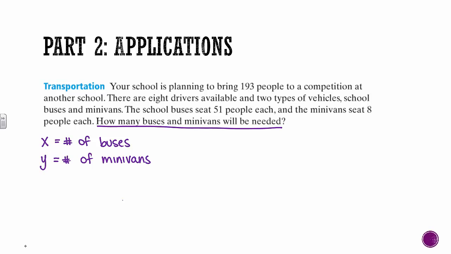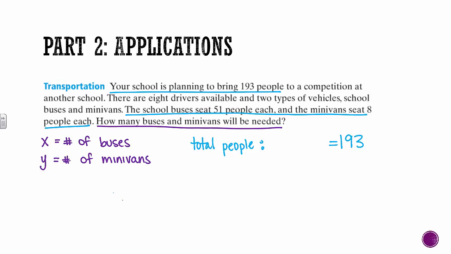And now with this information, we should be able to come up with 2 different equations. So the first equation talks about the total number of people going. So we want to bring 193 people, and this is how many people get seated in each vehicle. So we somehow want to end up totaling 193 people.